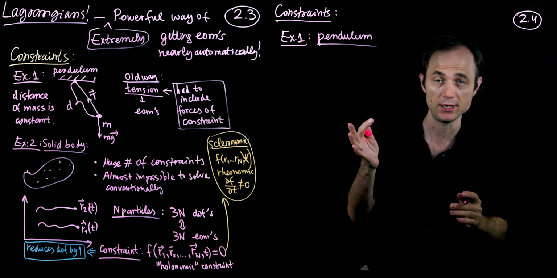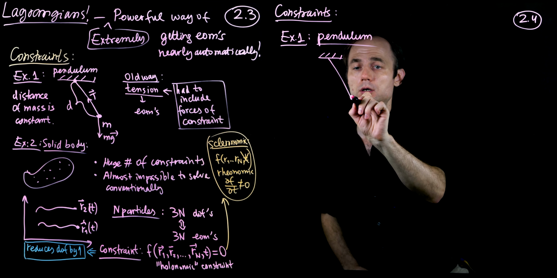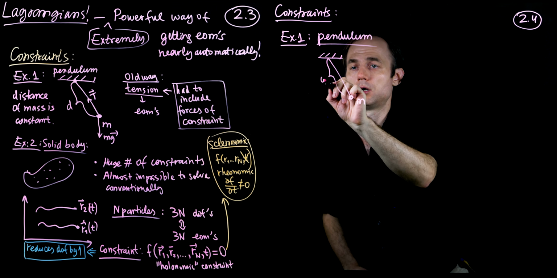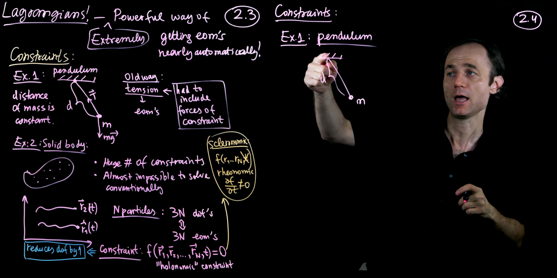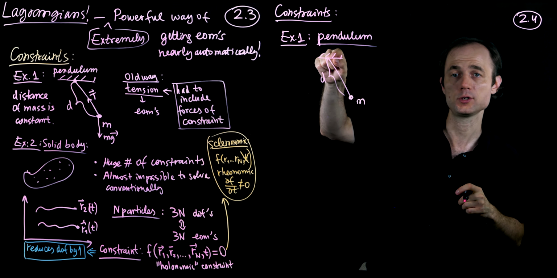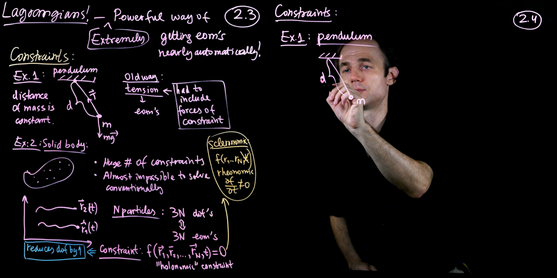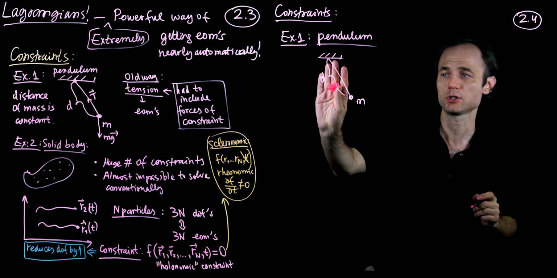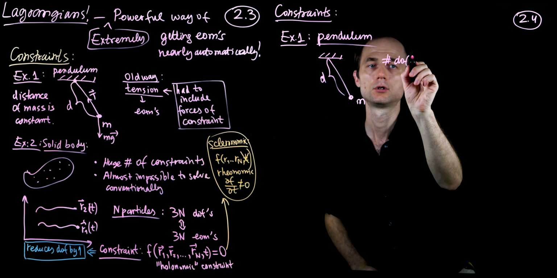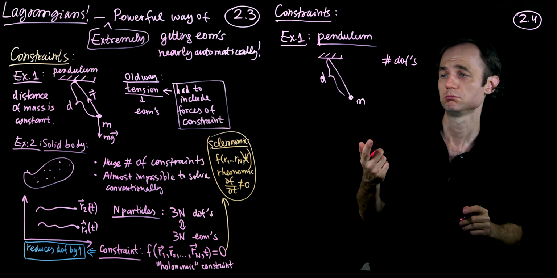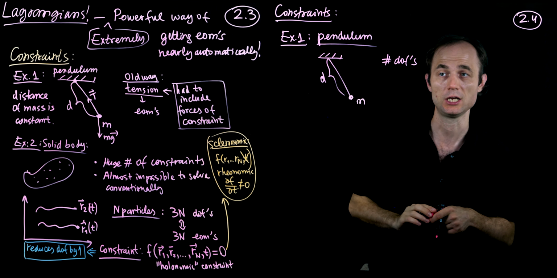So in the case of a pendulum, we have a particle of mass m that is free to move so long as its distance from the point of attachment is fixed to be constant, d. So without this constraint, if the particle is free, let's consider a one-dimensional pendulum, so it can only move in the plane of this light board.